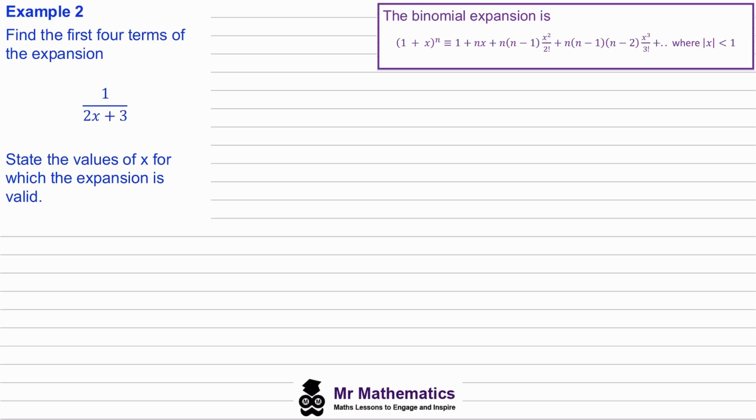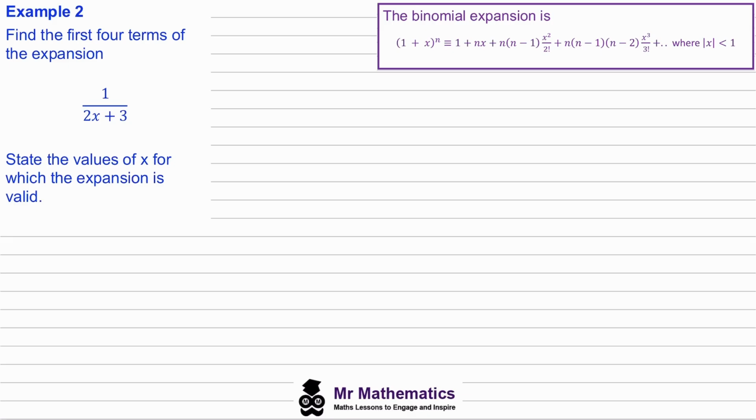So in example 2, we need to find the first 4 terms of this expansion, and then to state the values of x for which the expansion is valid. So do you want to give this question a go yourself? You need to begin by identifying the n term and what x will map onto. You can pause the video and come back. Okay, so I'll come back if you had a go.